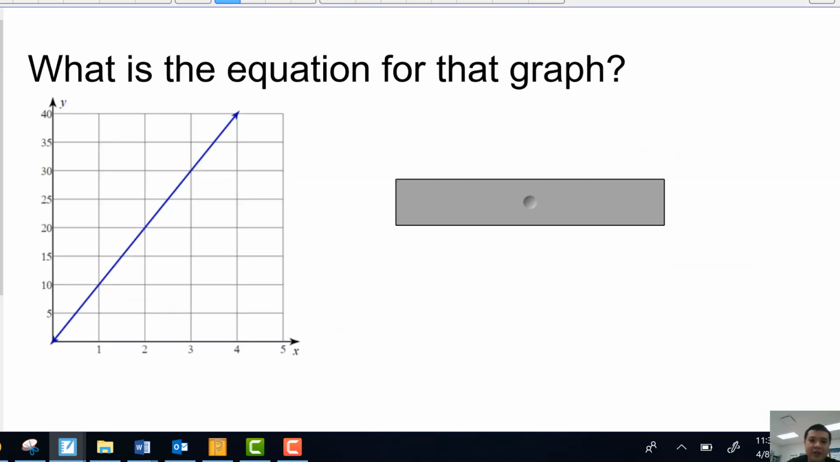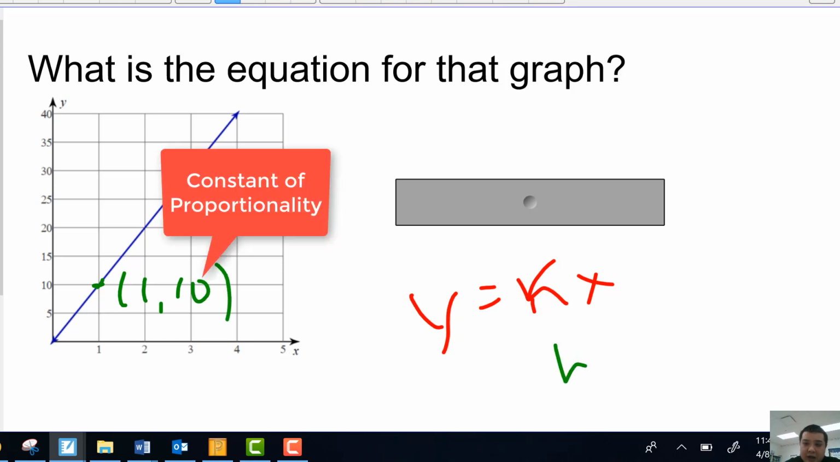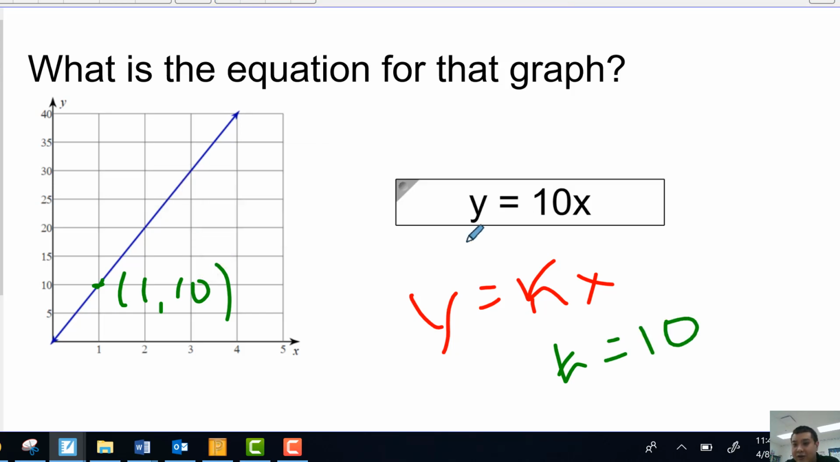So, our next thing to do is, what is the equation for this? So we need to find the form of y equals kx and find the constant of proportionality. And we said that we can do that by looking at the point right here. Okay? This point right here is 1, 10, okay? Which means that the constant of proportionality, k, is 10. So therefore, y equals 10x is going to be our equation.